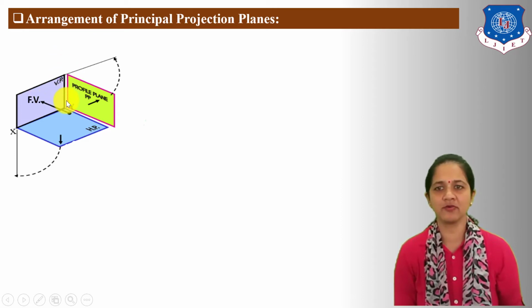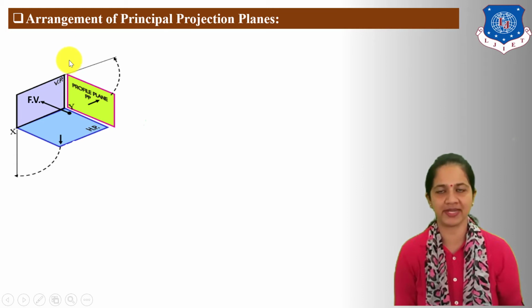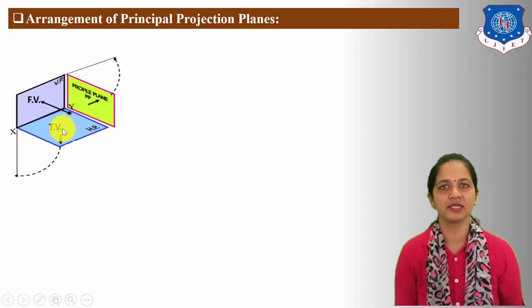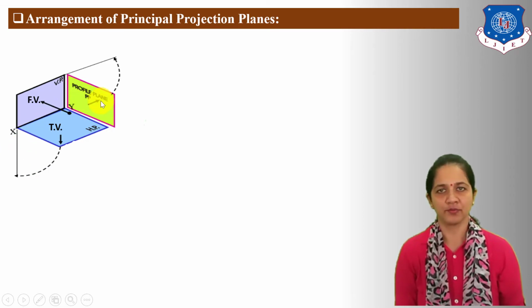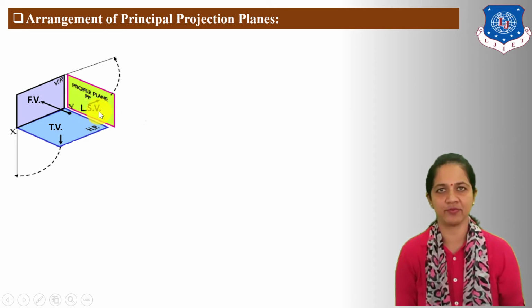When we observe any object from the top direction, we get its projection on the horizontal plane, and it is known as the top view or plan. Now, when we observe any point or object from the left direction, we get its projection on the profile plane, and it is known as the left side view. So, this is the 3D arrangement of the three principal projection planes and their views.